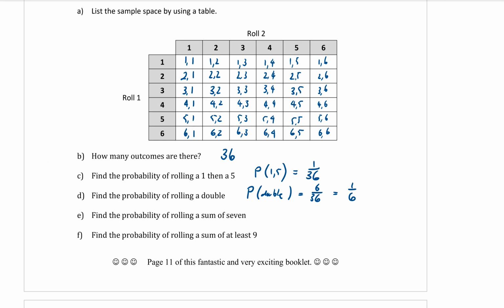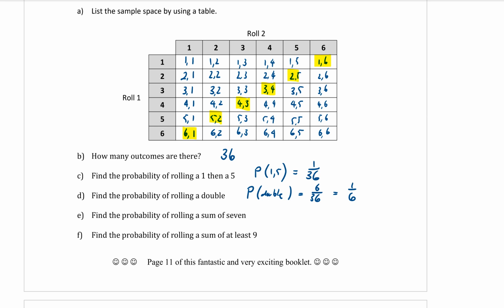Part E, find the probability of rolling a sum of 7. These tables, if you write them in properly, have patterns in them. So this has a sum of 2. This one and this one have a sum of 3. These ones are sums of 4, sums of 5, sums of 6, sums of 7. They all work on diagonals. So sum of 7 is that one, that one, that one, that one, that one, and that one. Okay, do you see the diagonals I'm talking about?